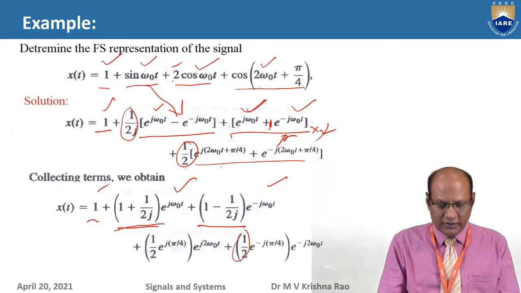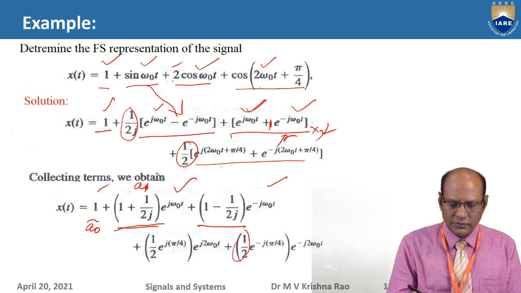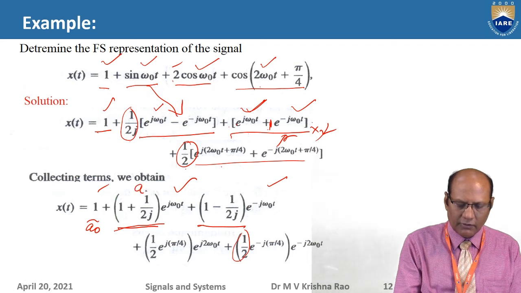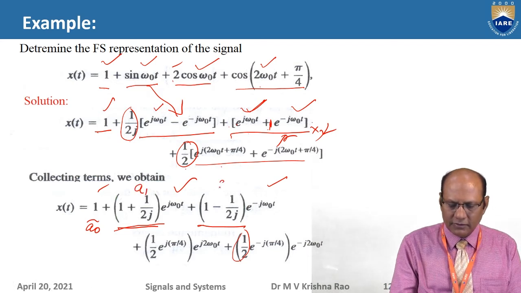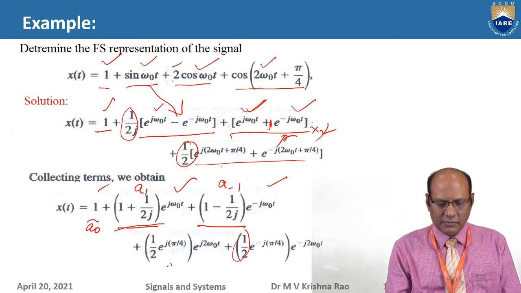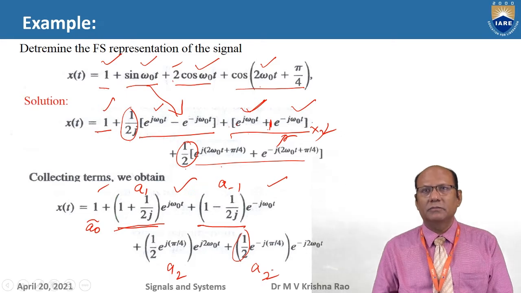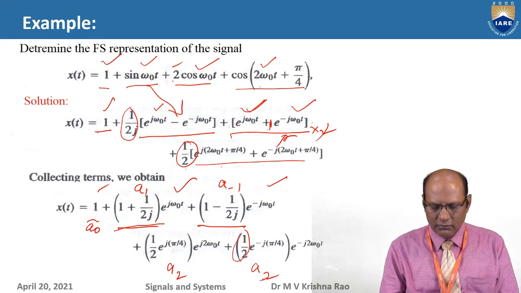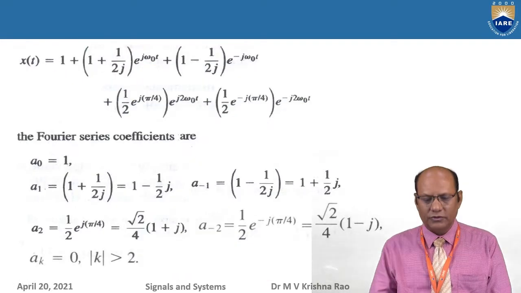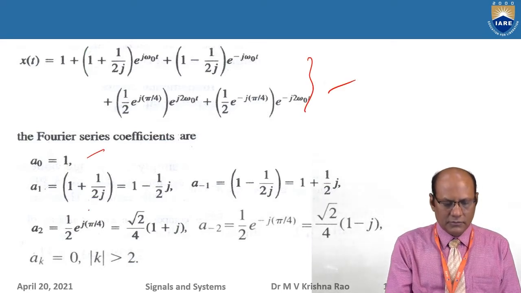Now what is this? This is A naught. What about this? This is A1. This is nothing but A1, this is nothing but A minus 1, this is nothing but A2, and this is nothing but A minus 2. Okay, so this is what you have. This is A minus 2, so this I have repeated here. And A0 equal to 1.